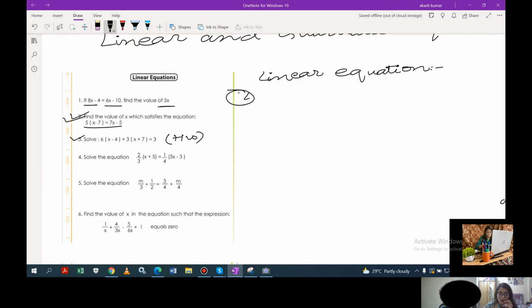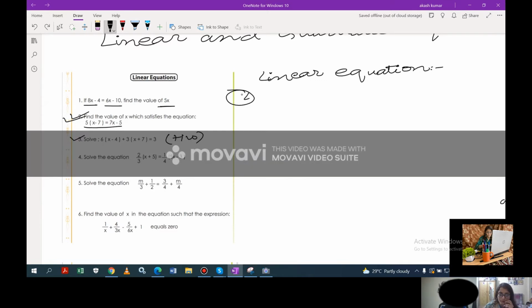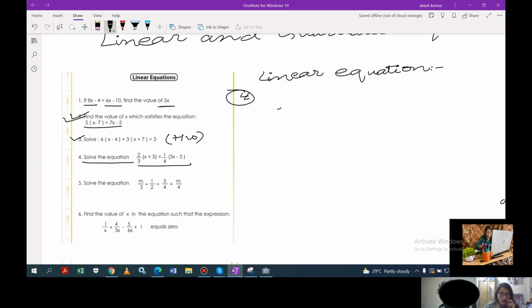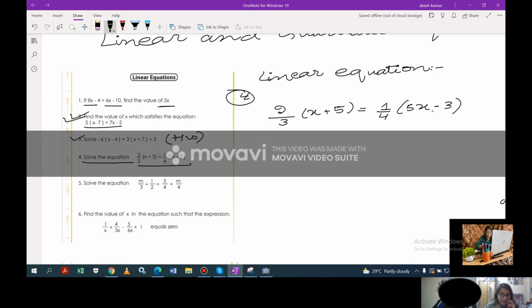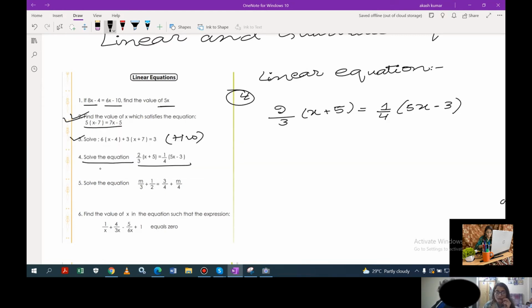This is question number 4. It says solve the equation, and that is the equation that we need to solve: 2 over 3 (x + 5) equals 1 over 4 (5x - 3), right? This is the equation that is given to us, and we are asked to solve the equation. So what does that mean, solve the equation?